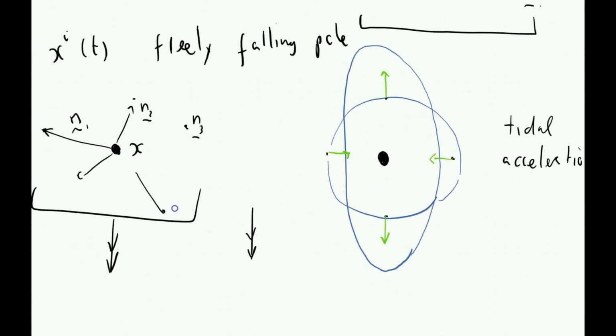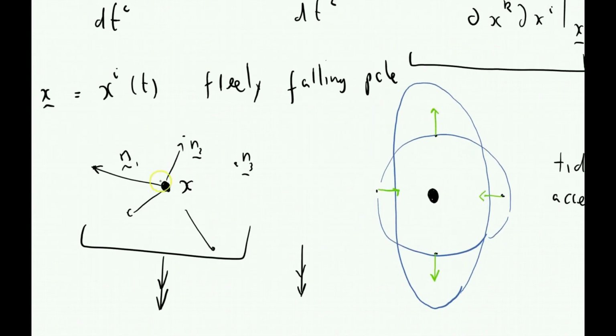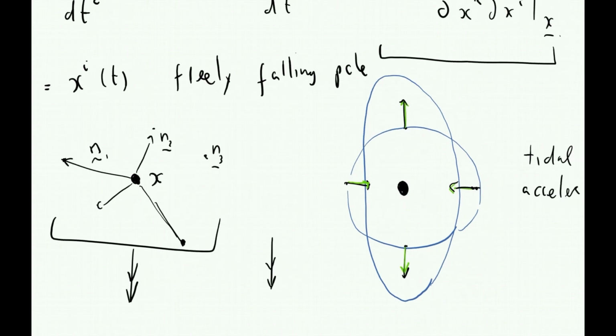Okay, so that's what's going on here. So we've got lots of different particles relative to our standard particle, and they've got accelerations either towards or away from our reference particle, depending on which orientation they're in. And that represents tidal acceleration. And I'm going to stop there.